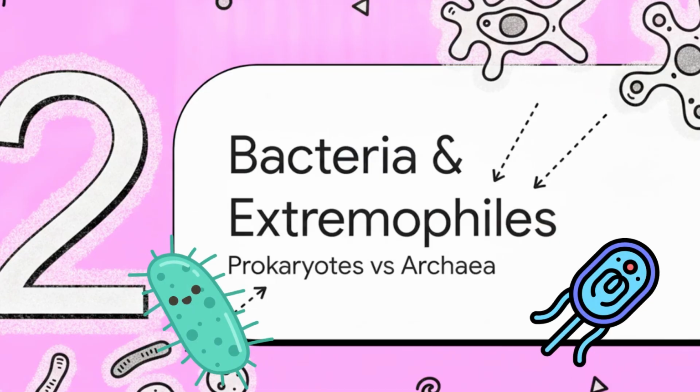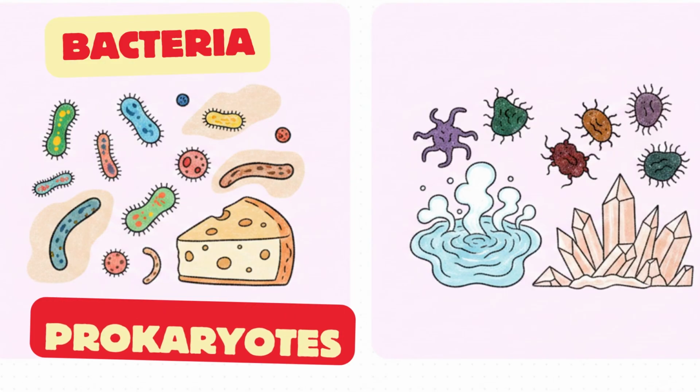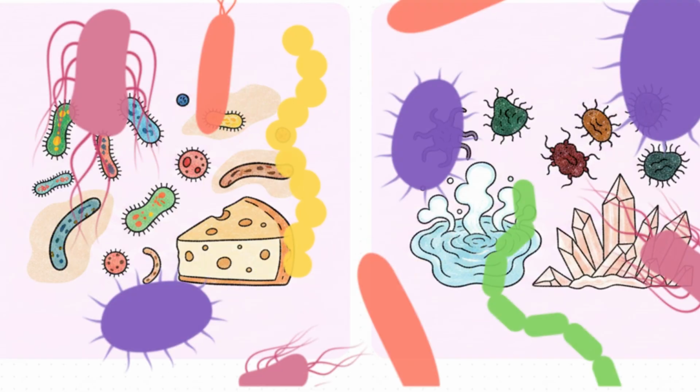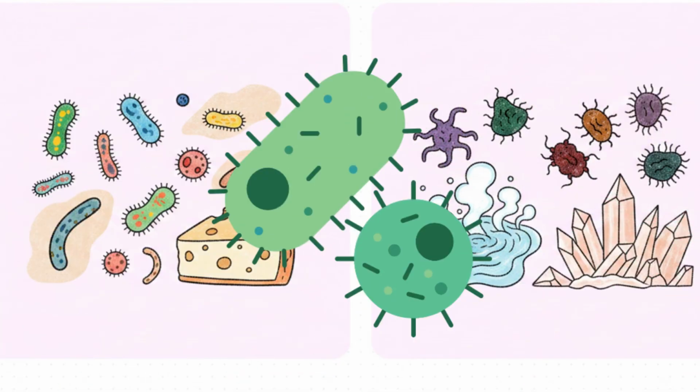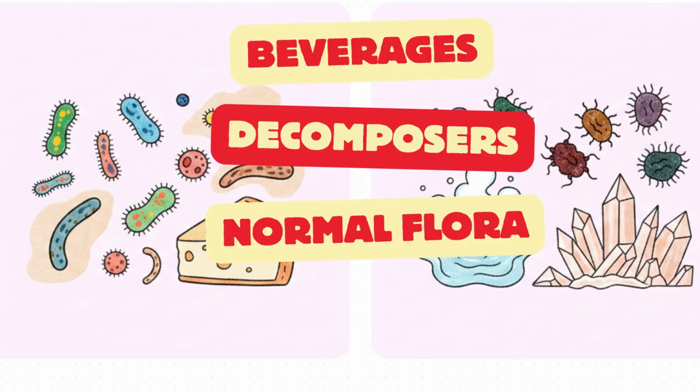Let's contrast two of these fundamental domains that, honestly, scientists used to think were the exact same thing. Okay, so first up, we have the prokaryotes. Think bacteria. They've got this free-floating DNA and these tough cell walls made of complex sugars and proteins, and they are literally everywhere. They can be harmful pathogens, sure, but they also help us brew beverages, act as decomposers, or just harmlessly hang out on our skin.